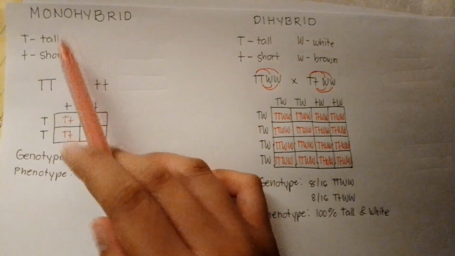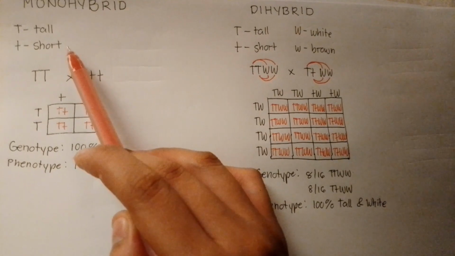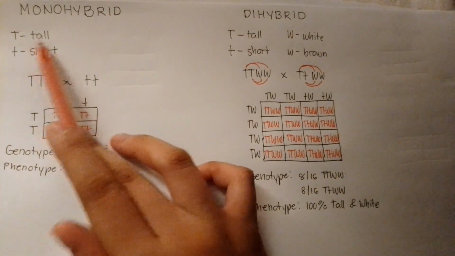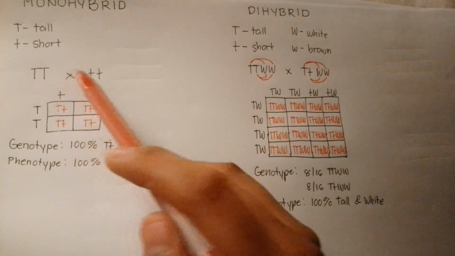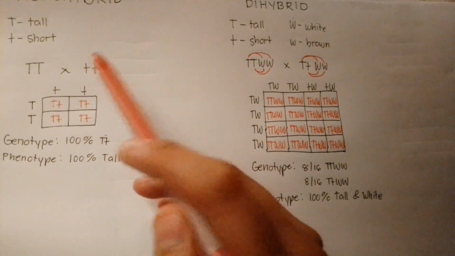So we're gonna cross a parent who has one different trait, which is the height. Capital T for tall, smaller t for short. So, homo-dominant, cross mo siya sa homo-recessive.